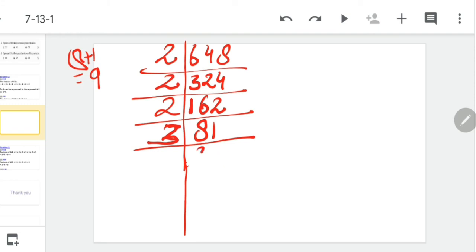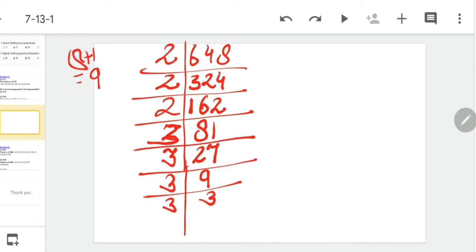Okay. So 3 into 2 is 6. Now 2 will remain with 1. So it will become 21. So 3 into 7 is 21. Now again 27 could be divisible by 3. 9. 9 could be divisible by 3. 3. 3 could be divisible by 3. That is 1. Now you can see how many 2 we have.